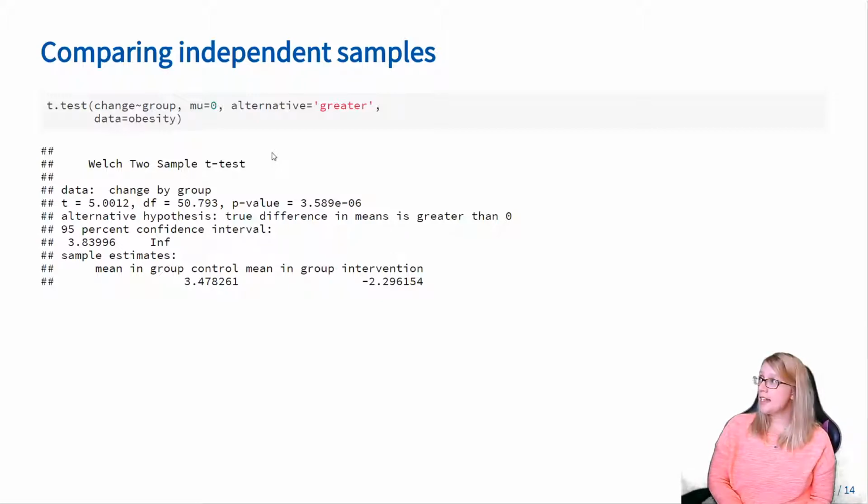Our t-stat here is about 5.001, so our sample difference is about 5 standard errors higher than what we would expect if these groups were the same. Our p-value is quite small, 0.000003, so we have some strong evidence to reject the null hypothesis. We can conclude that the mean weight change for the control group is higher than the mean weight change for the intervention group.